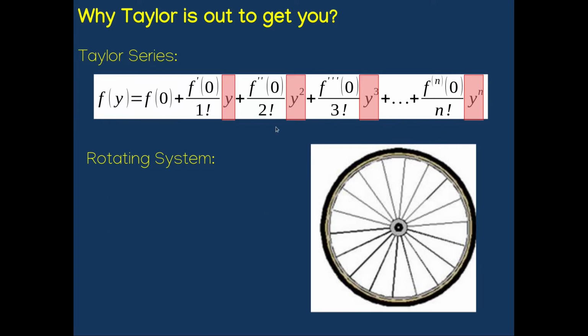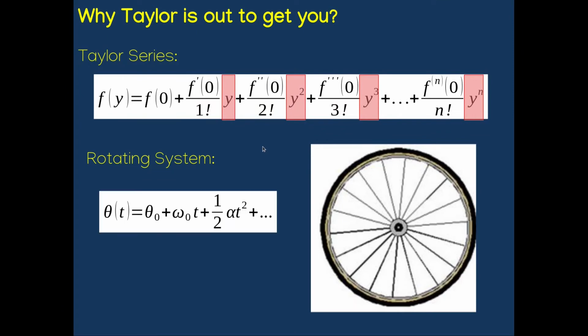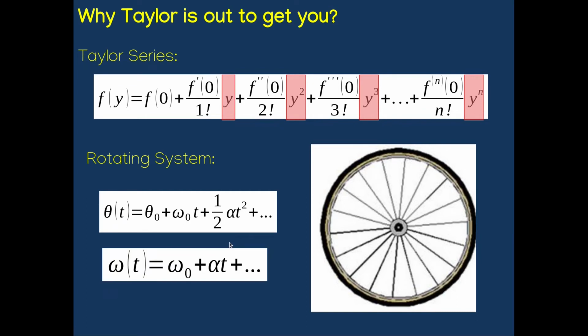Well, one of the places it shows up, this one's kind of an obvious one. For any rotating system, if I'm looking at the angle that this wheel is rotating, I would express my angle as a function of time. And that looks a lot like the kinematic equation, and you can see it is in fact a Taylor series. We've got t to the 0th power, t to the 1st power, t squared. Presumably, in addition to angular velocity and angular acceleration, you would also have angular jerk, angular snap, angular crackle, and angular pop if we expanded this out even further. You also get the same thing if you take the derivative for angular velocity.